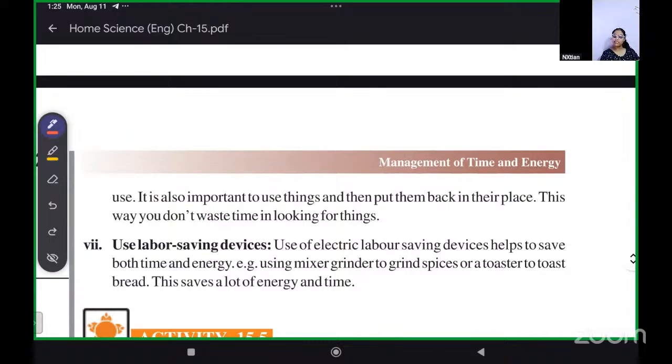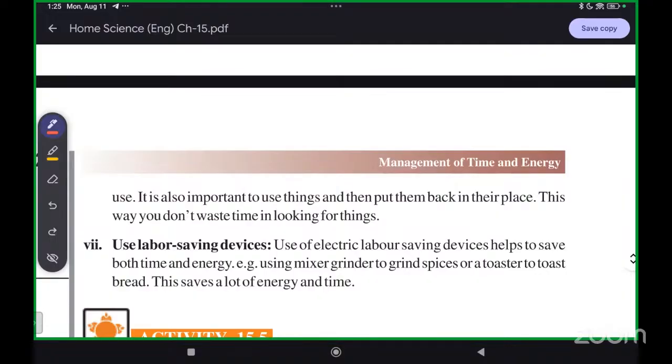Use labor-saving devices. Use of electric labor-saving devices helps to save both time and energy. We have talked about this. What can be labor-saving devices? The electronic appliances that we use at home are labor-saving devices. Like we use a mixer grinder these days. All of us use a mixer grinder at our homes.